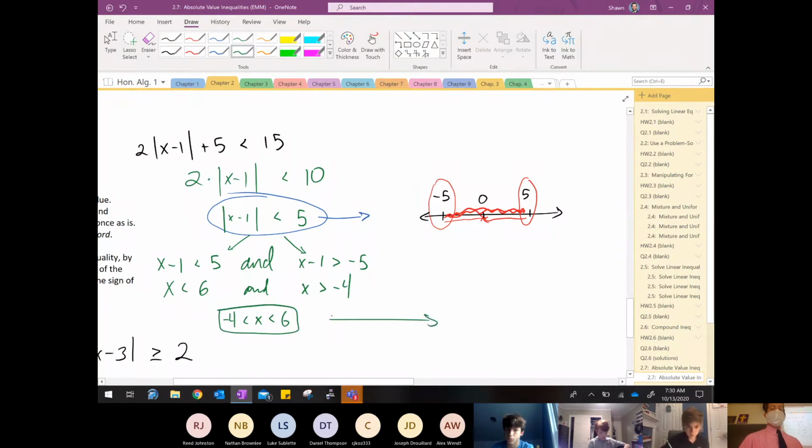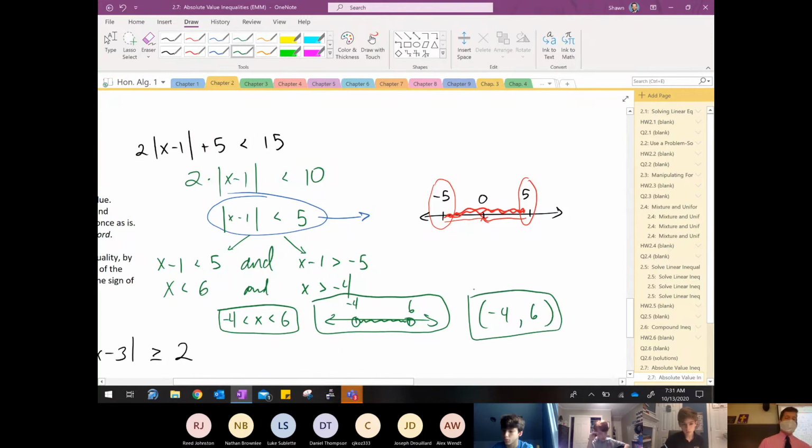If we were going to put that on a number line, obviously we'd have -4 and we'd have 6, open marks on both sides and shading in between, or we'd have parentheses -4, 6 if we were using interval notation. So there's our 3 ways, again, of writing out a solution to that inequality.